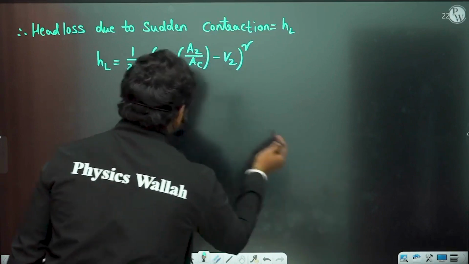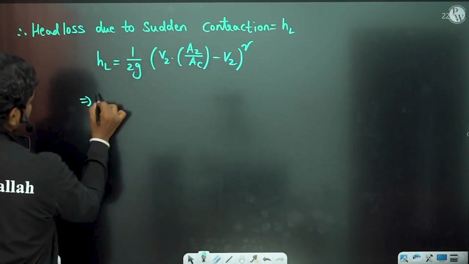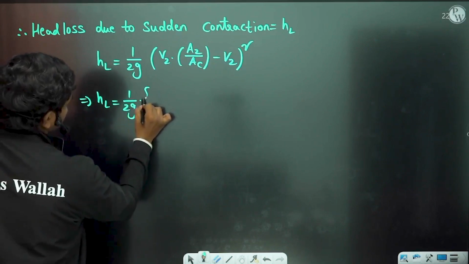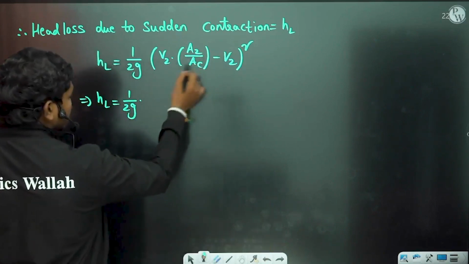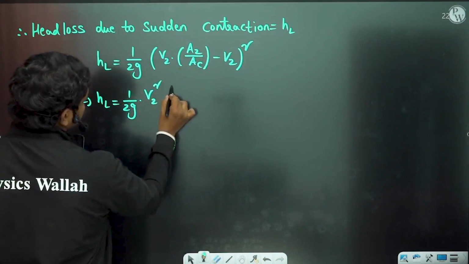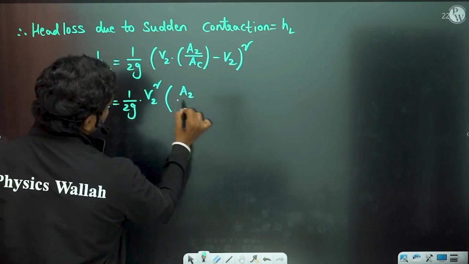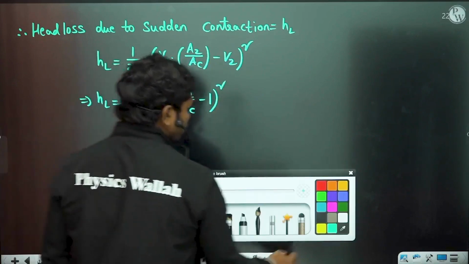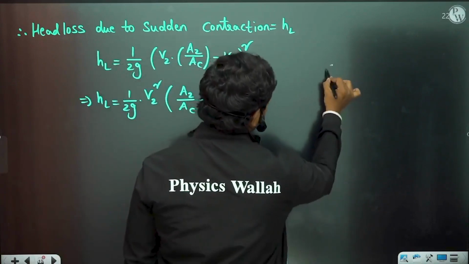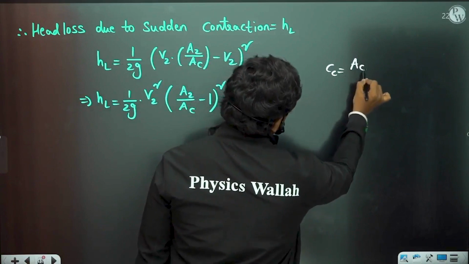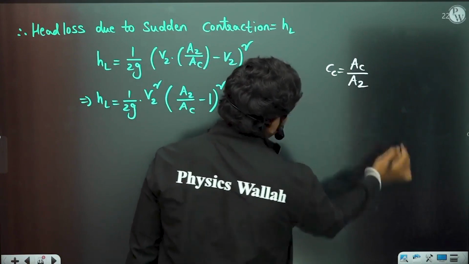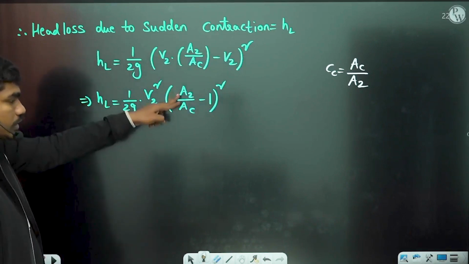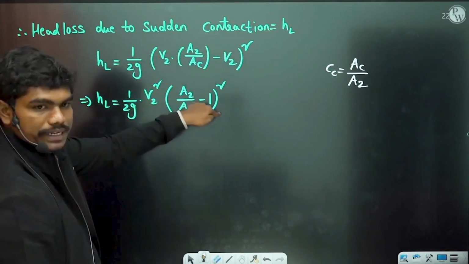So if you simplify this result, then HL is equal to 1 by 2G times, if you take V2 square out from both expressions, we have (A2 by AC minus 1) whole square. Okay, so what is the coefficient of contraction? CC is equal to AC by A2. So this value which is written here can be written as 1 by CC minus 1, correct?